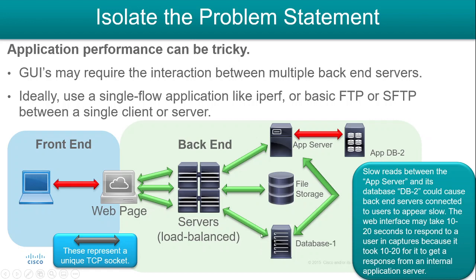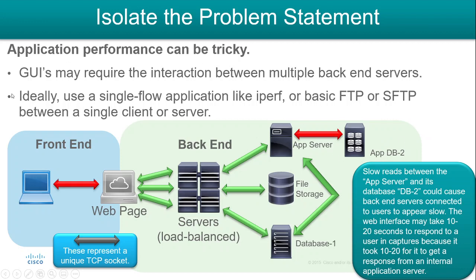For instance, this server may need to make a TCP connection to a database server down here. It might also need to make a TCP connection to this file storage server, and it might also need to make a third connection to some sort of application-specific server up here. That server may have its own database located elsewhere in the network, and based on whatever request it gets, it may need to reach out to an application database server.